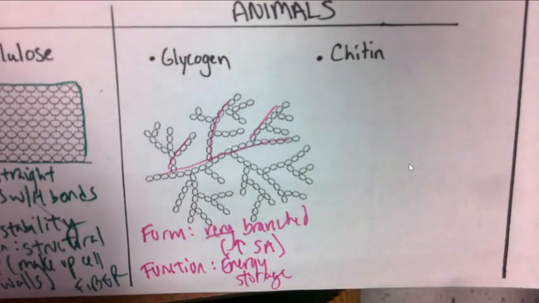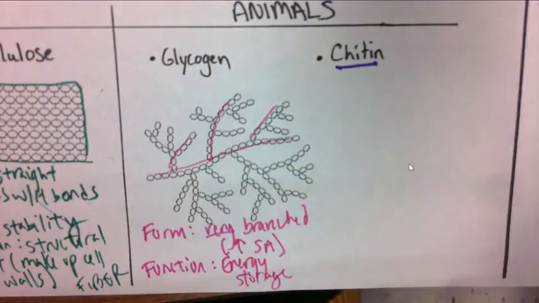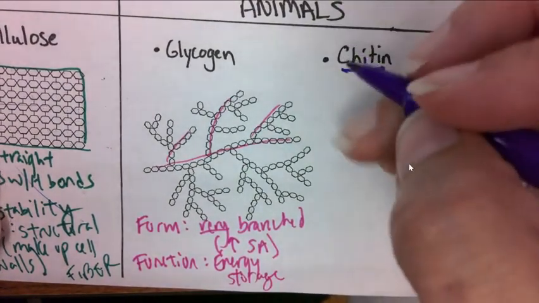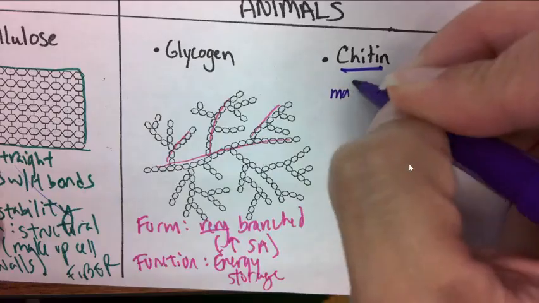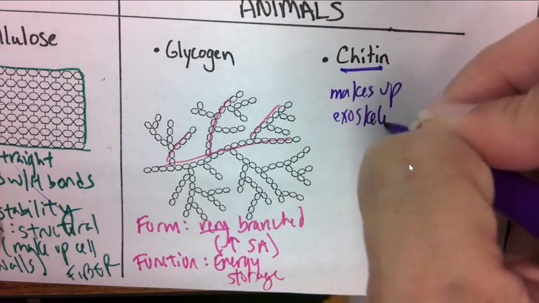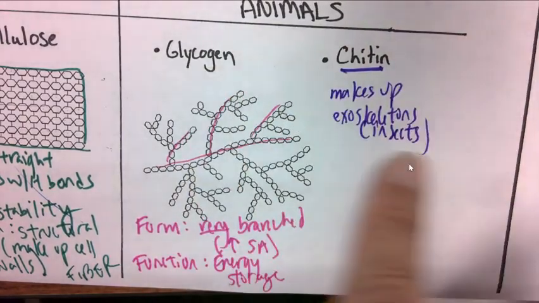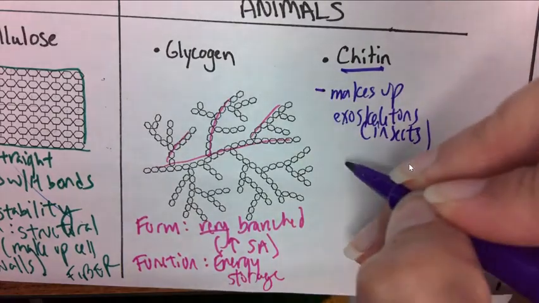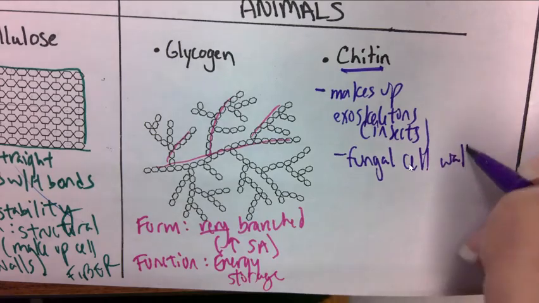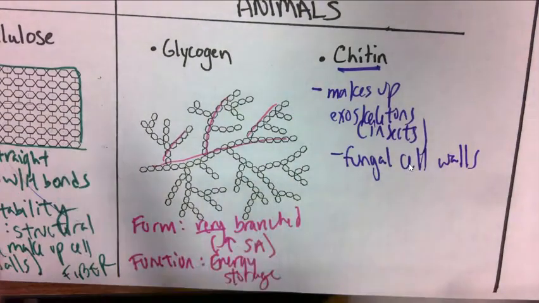Chitin, okay. Chitin looks a lot more like cellulose, not exactly, but a lot more like cellulose. And chitin is more stackable, and it makes up exoskeletons in insects. So again, it's structural. And it also makes up fungal cell walls. So this isn't an animal, but same thing, right? This is very structural. So chitin is more similar in shape to cellulose.